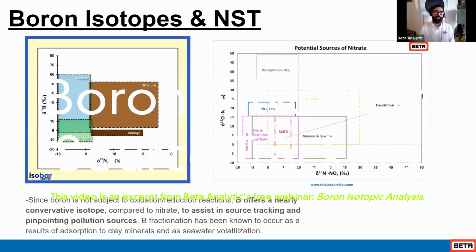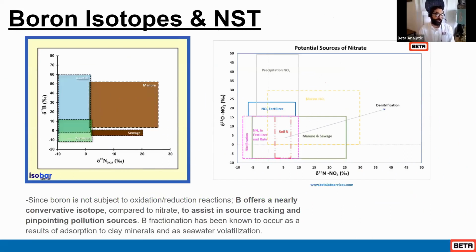The next application is boron in nutrient source tracking studies. What makes boron really advantageous to use when doing nutrient source tracking is that, unlike nitrate, which is undergoing denitrification reactions, which in some, especially remediation projects, is actually a very useful tool, it is subject to some augmentations, right? And this can actually lead to some ambiguity, which can be in most cases rectified by the use of an isotope that is relatively more conservative.